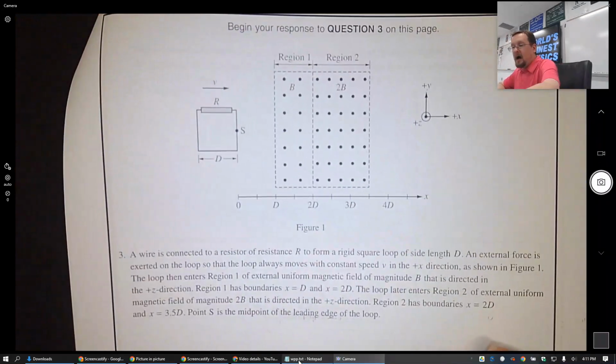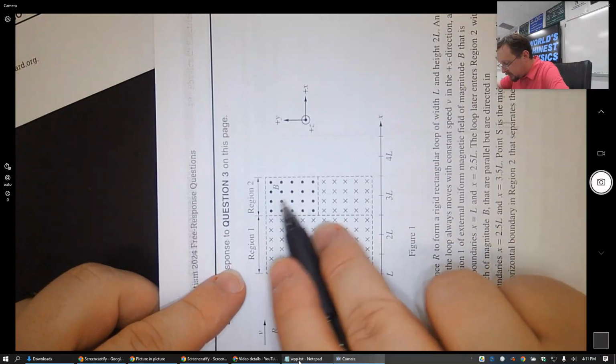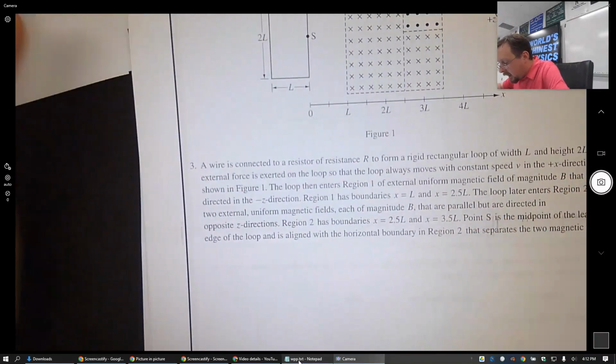Okay. Last one. Let's do some magnetism. You got it. It's like an American flag. Oh, beautiful for space.